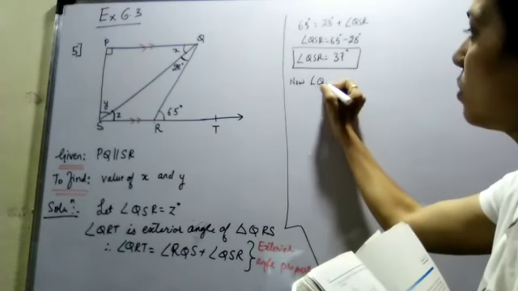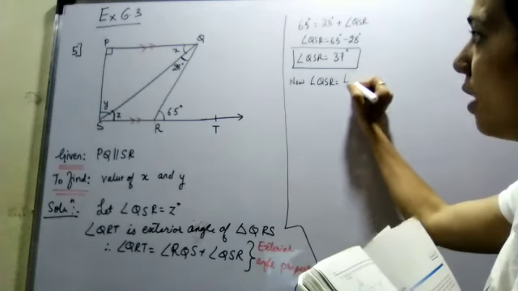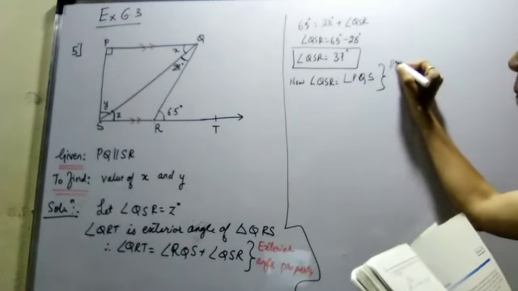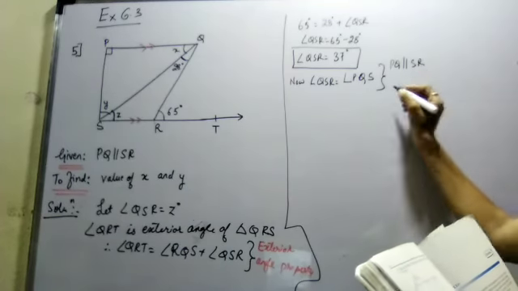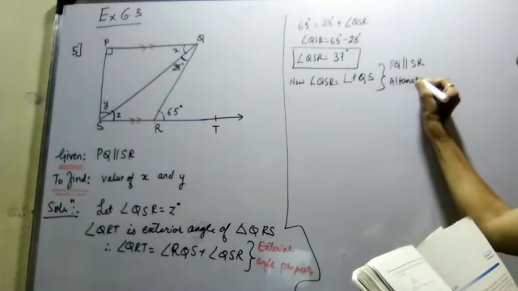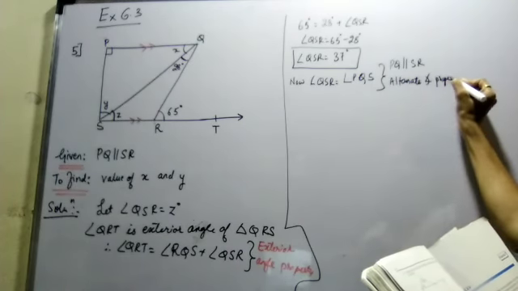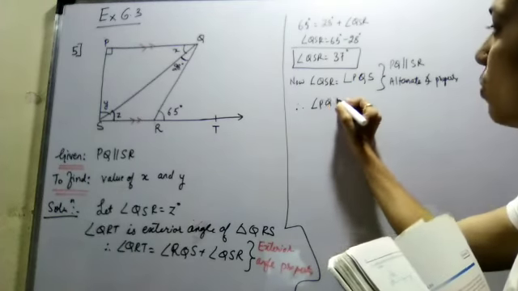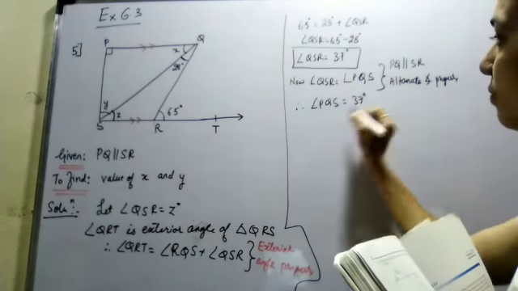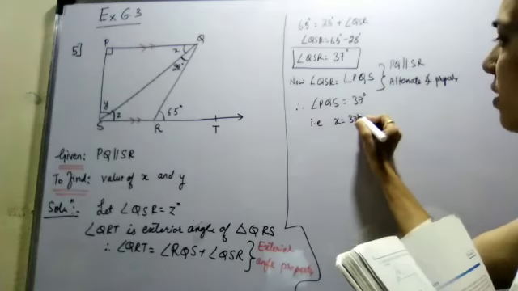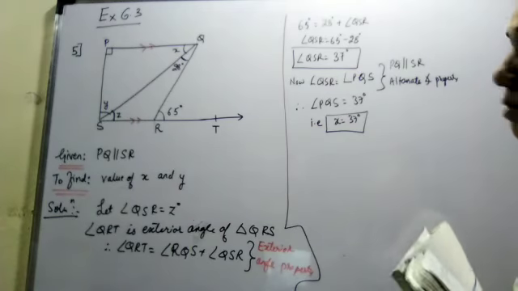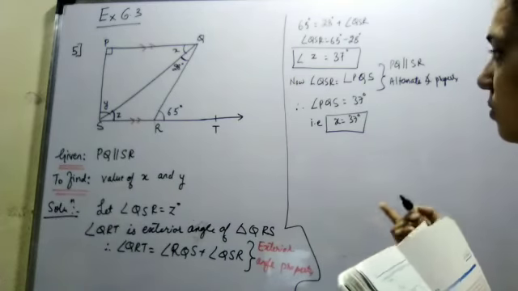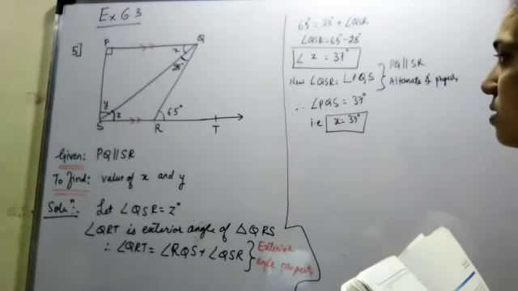Now, angle QSR is equal to angle PQS. Reason, PQ is parallel to SR and the reason is alternate angle property. That is why they are congruent. Therefore, angle PQS is equal to 37. That is, x is equal to 37 degrees you have shown. Okay, here you have shown z. If I want, I can write down this as z is equal to this.